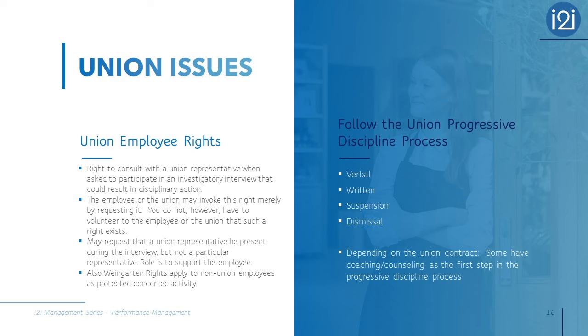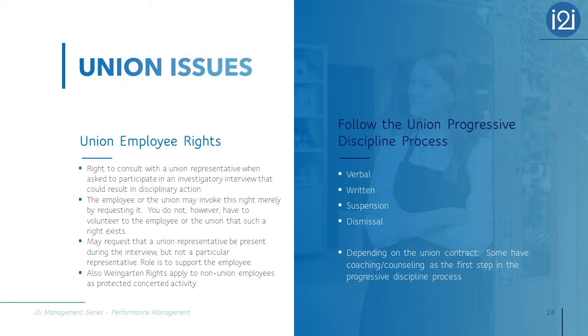If you work in a union setting, be certain that you are respectful of union employee rights. They have a right to consult with a union representative when asked to participate in an investigatory interview that could result in disciplinary action. The employee or the union may invoke this right merely by requesting it. You do not, however, have to volunteer to the employee or the union that such a right exists. Also, employees may request that a union representative be present during the interview, but they can't request a particular representative. Their role is to support the employee, not to conduct the interview themselves or to bargain with you.